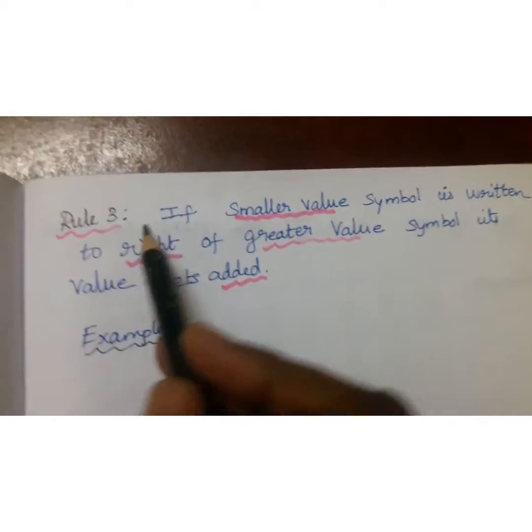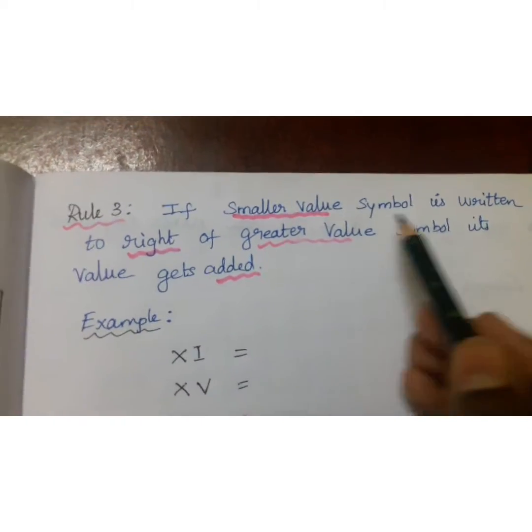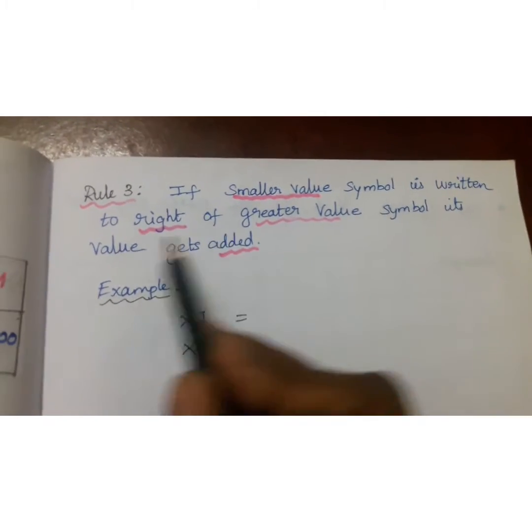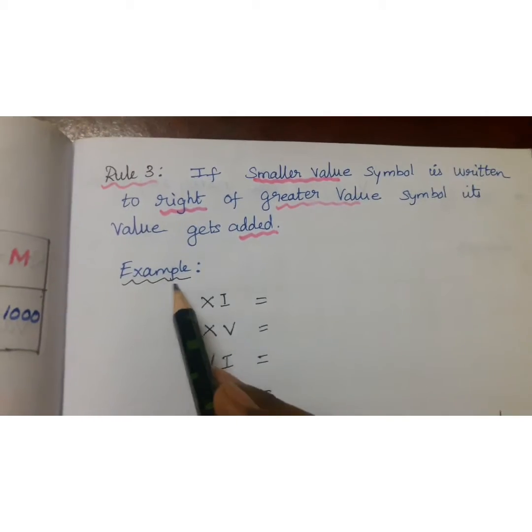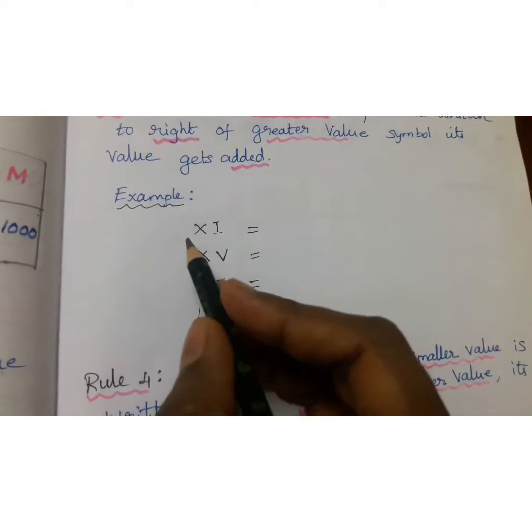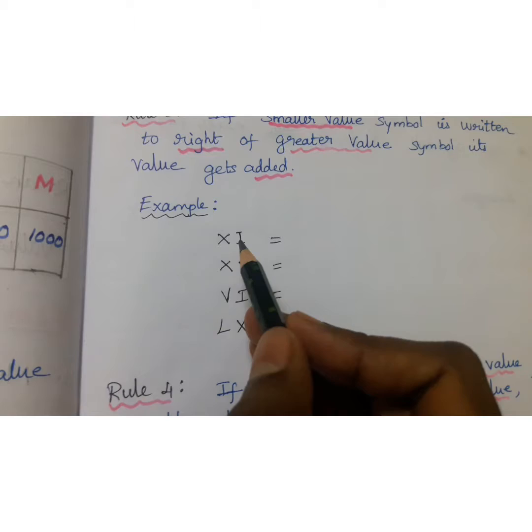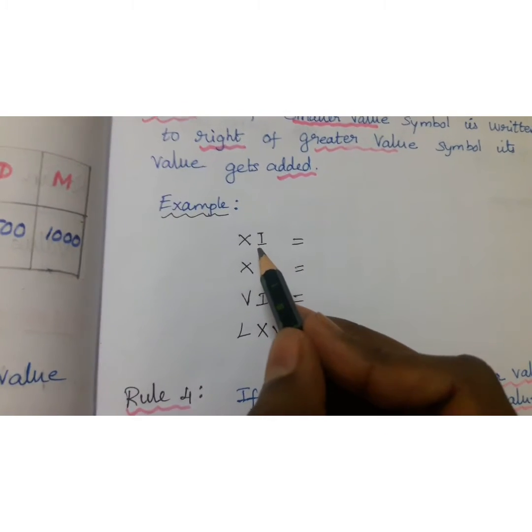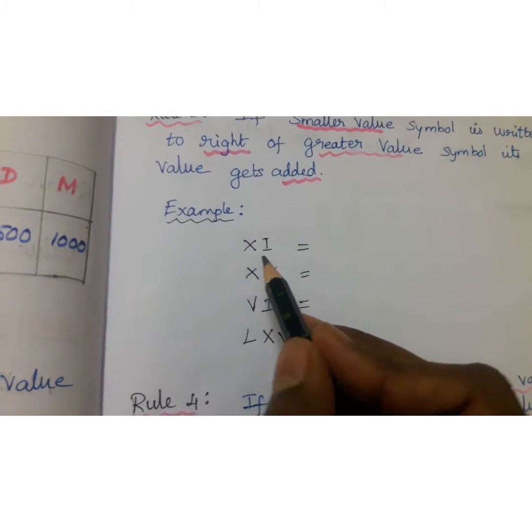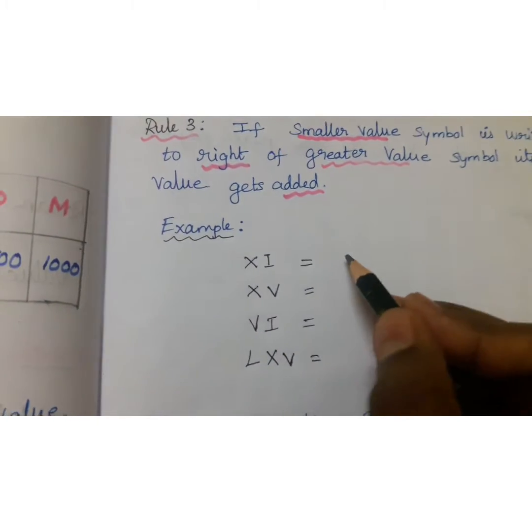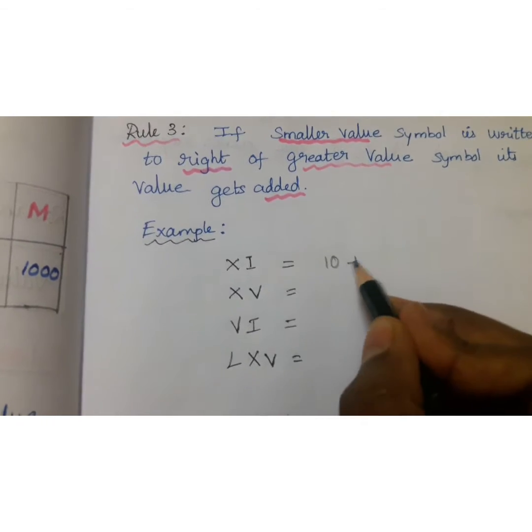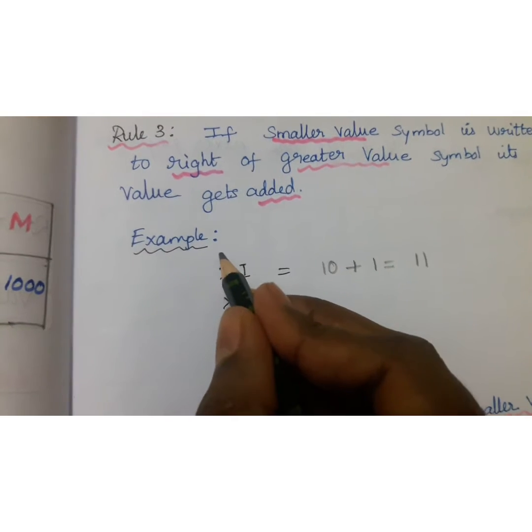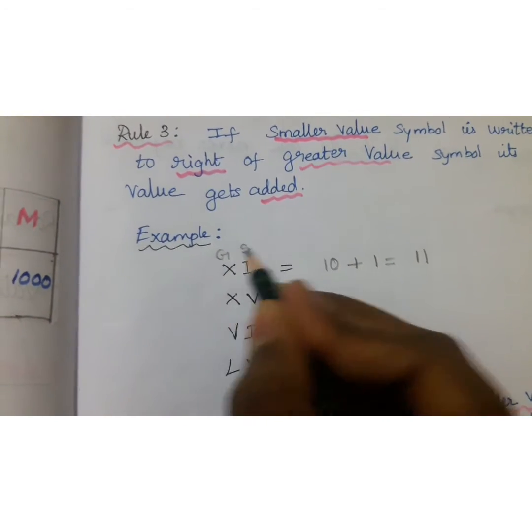Rule number 3: If a smaller value symbol is written to the right of a greater value symbol, its value gets added. Example: In XI, if a greater value is placed before a smaller value, we should add. So, XI is equal to 10 plus 1 equal to 11. In XI, X is the greater value, I is the smaller value.